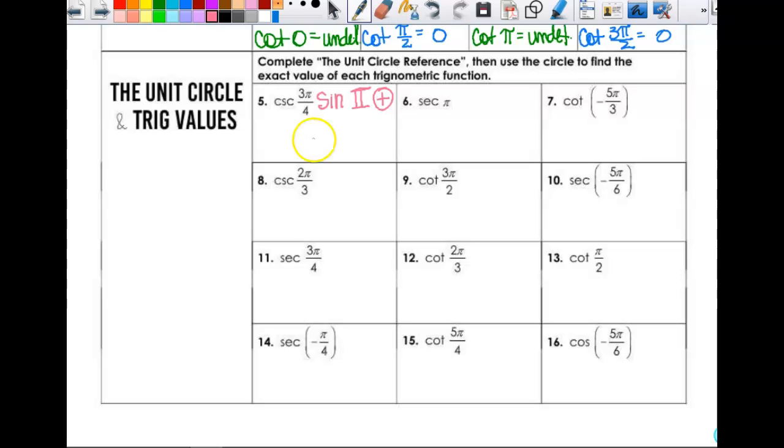square root of 2, right? It looks like you're just getting rid of the denominator. That's not the rule for a reciprocal. That's mathematically what happens, but you don't get to just lose the denominator.